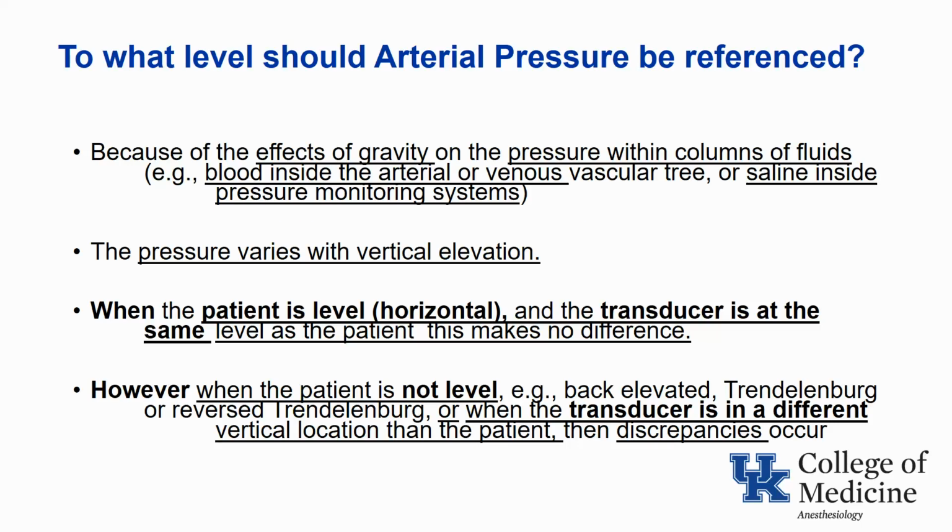One important question is, where is the reference location for arterial pressure? Because of the effects of gravity on pressure within columns of fluid, including inside the arterial and venous tree, or saline inside a monitoring system, pressure varies with vertical elevation. When the patient is level and the transducer is at the same level as the patient, it makes no difference. However, when the patient is not level, or when the transducer is at a different vertical location than the patient, then discrepancies occur.